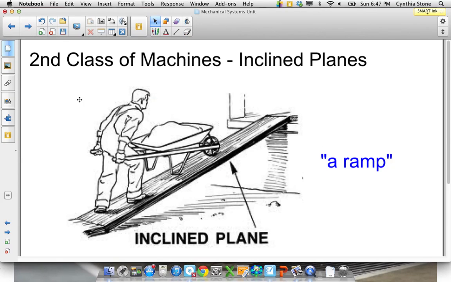Okay, the first class of machine is all pulleys and levers, which is what we just looked at. The second class is anything with an inclined plane, and the most basic of which is actually a ramp. Here, you gain some mechanical advantage because it's easier to push this up the ramp in the wheelbarrow than it would be to try to lift it up and place it. So an inclined plane or a ramp gives you mechanical advantage because you have to put less force in. It's true, you have to go a further distance, but it's still easier to do because you don't have to put as much force in.